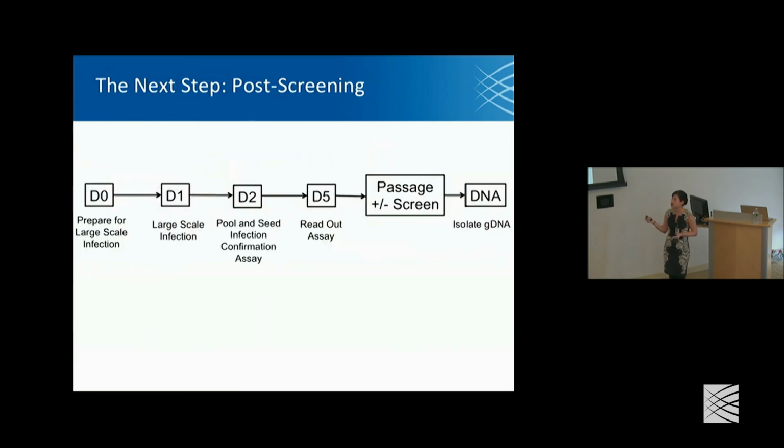So an overview of what we just did: we prepared ourselves for a large-scale infection, proceeded to our large-scale infection. We pooled and seeded our infection rate confirmation assay, as well as splitting into replicates. We then read out our assay and proceeded to our passaging in either positive or viability screening. And I'm now going to pass it off to Scott to talk about post-screen processing.